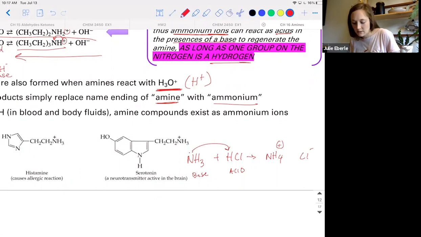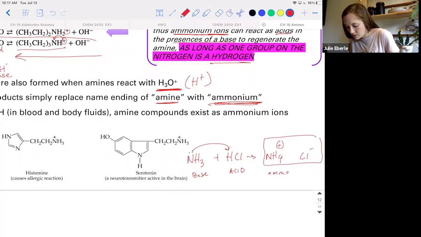So how do we name this? We would name it ammonium chloride. Instead of ammonia, now we call it ammonium. And this would actually be an ionic compound, cation and anion, so we call it ammonium chloride. We're going to do more practice with naming these ammonium salts in a minute, hopefully.